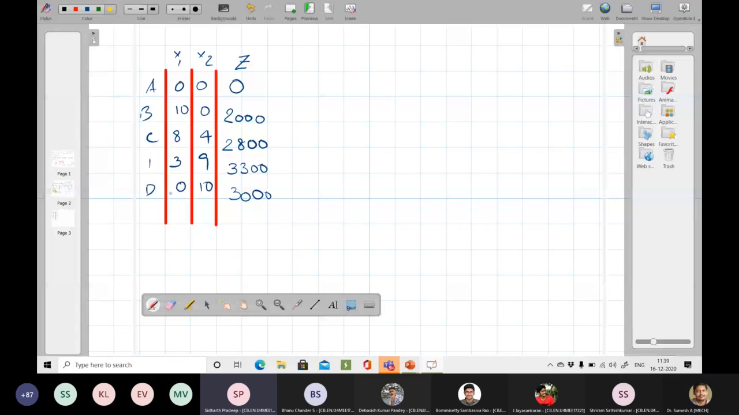Okay, sir. Yes, sir. So, which condition now satisfies my result? I think this is the Z max condition. Am I right? Yes, sir. This returns the maximum Z value. So the maximum profit will be rupees 3,300. You need to produce chairs, three numbers, and tables, nine numbers. So that will be your result.